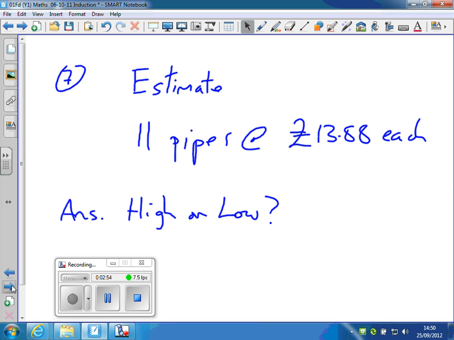Number seven, you've got 11 pipes at £13.88 each. Estimate an answer to that, please. And then when you've done it, is your answer high or low? Don't write anything down. It's a mental problem. If you're tempted to write something down, you're making it too complicated. I want an estimate for the answer. Just write a number down and then say high or low.